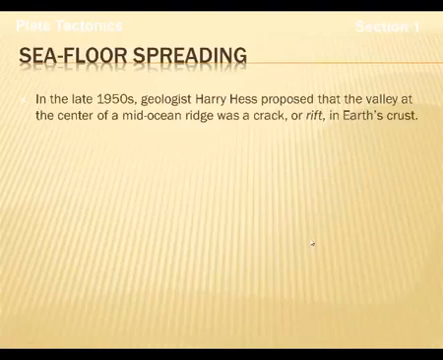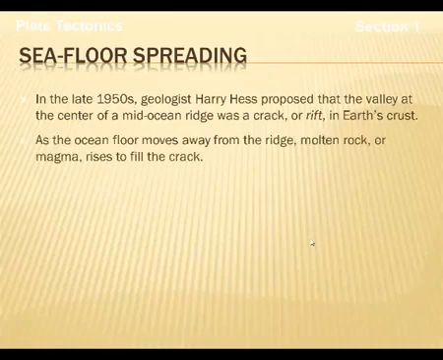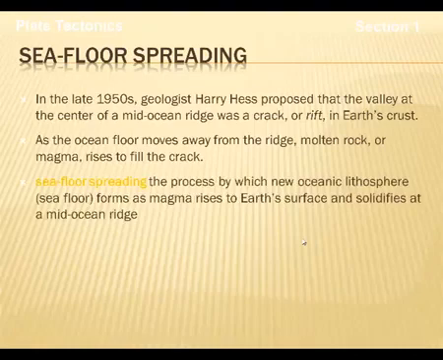In the late 1950s, geologist Harry Hess proposed that the valley at the center of the mid-ocean ridge was a crack or a rift in the Earth's crust. This had never been considered before, so the thought was that it was a small crack where the Earth's crust was basically opening up and pushing new material out. In this location, molten rock or magma rises to fill in the empty void space where those 2 plates are pulling apart from one another. This process is called seafloor spreading, and it is the process where new ocean lithosphere is created due to magma rising from the inside of our Earth and solidifying.